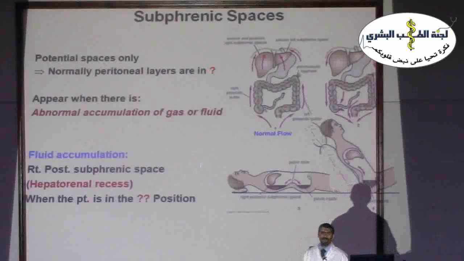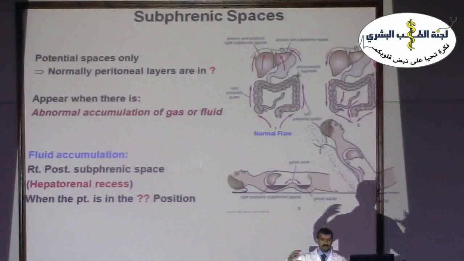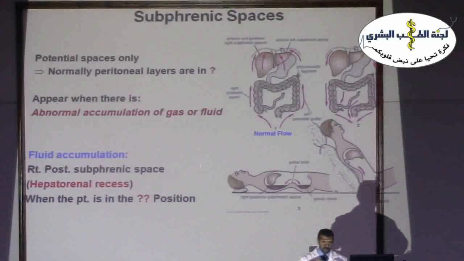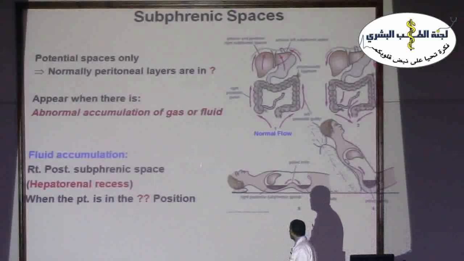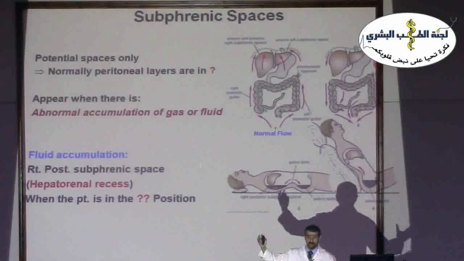However, when you have inflammation of the peritoneum, peritonitis, abnormal fluid, which we call ascitic fluid, accumulates. The ascitic fluid, the inflammatory exudate, as it is named in pathology, starts to accumulate, will go into these potential spaces and expand.